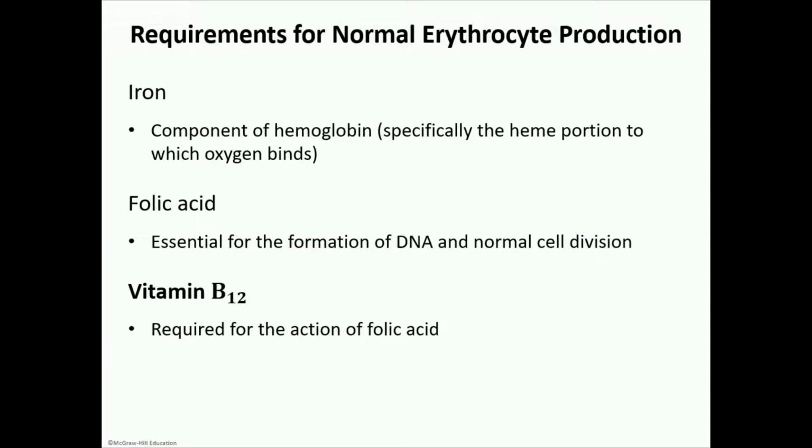Now, what are the requirements in order to produce a normal, healthy RBC? Well, we obviously need iron, because it's a component of hemoglobin. And we also need folic acid. Now, folic acid is needed basically for any cell in order for it to replicate. And we also need vitamin B12. Vitamin B12 is needed for the action of folic acid.